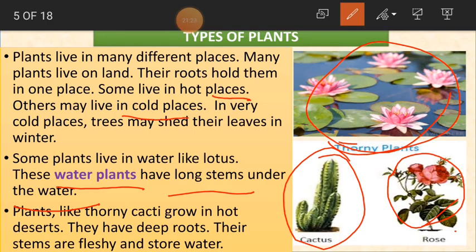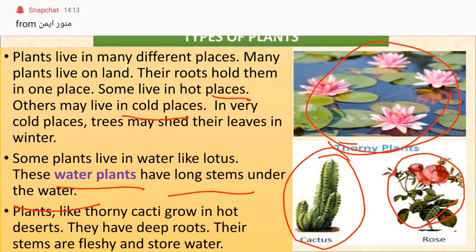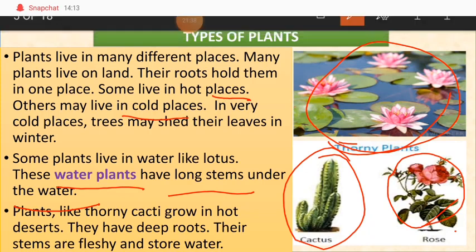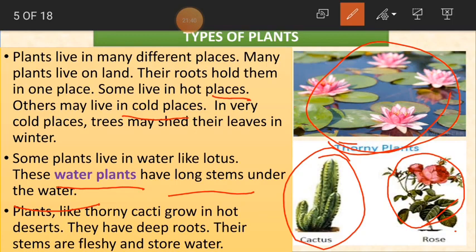Where does this grow? It grows in hot deserts. See, this plant likes a hot climate. That's why it grows in desert areas. And how are the roots of this plant? They have deep roots. And their stems are fleshy and store water.